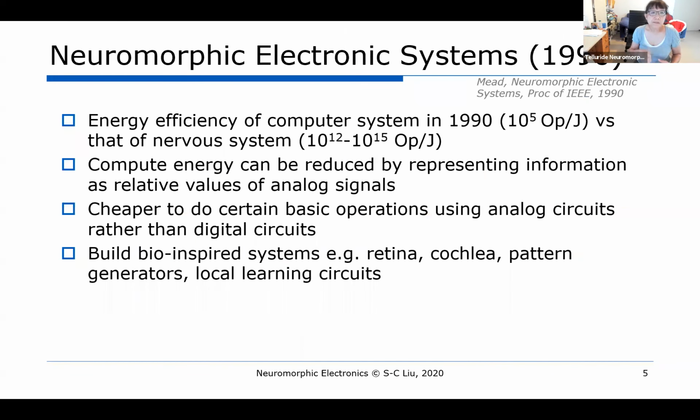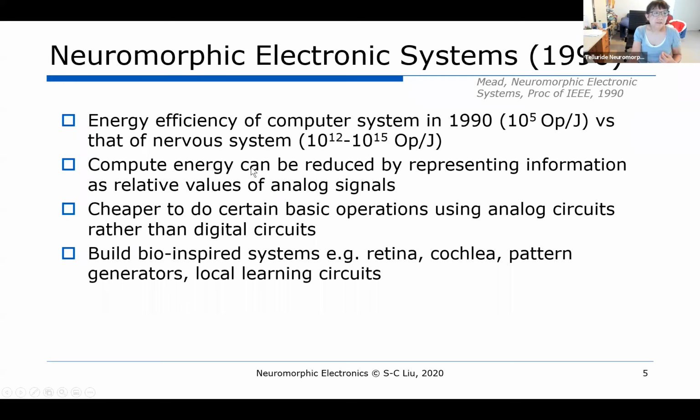Okay, so I want to first discuss this paper that Carver wrote back in 1990. It's called Neuromorphic Electronic Systems. It's a very lovely paper to read, and it was centered around all these ideas that were going on in his group. The argument for why you should look at neuromorphic systems is that the energy efficiency of a computer system back in 1990 was about 10 to the power 5 ops per joule, versus that of a nervous system, which is about 10 to the power 12 to 10 to the power 15 ops per joule.